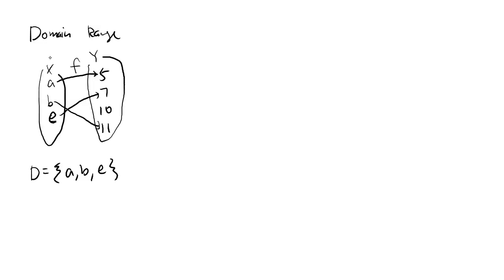It's like in a factory, you have some gigantic machine, and there's a sign saying the only things that you're allowed to plug into this machine are A, B, and E. Do not put anything else. That's the domain. And the range in this case is everything that's produced by the machine. It produces 5, 7, and 11, right? It does not produce 10, so 10 is not part of the range. It's 5, 7, and 11.